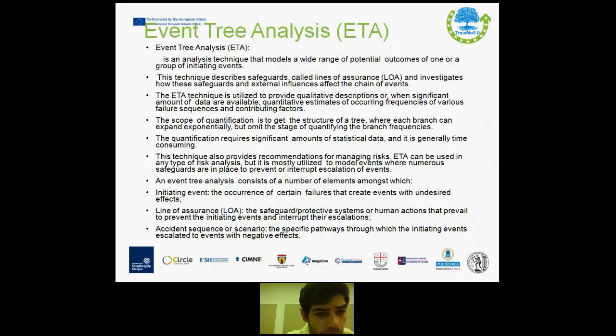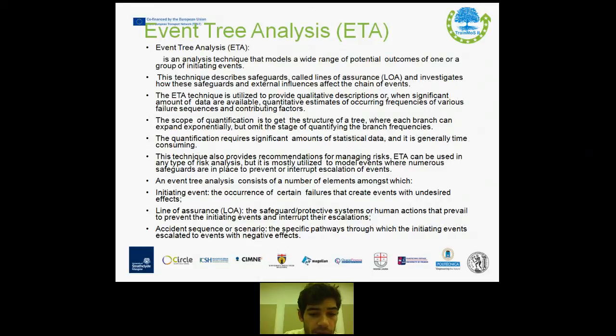While also we have the event tree analysis, the ETA technique, which is an analysis technique that models a wide range of potential outcomes of one or a group of initiating events. This technique describes safeguards called lines of assurance and investigates how these safeguards and external influences affect the chain of events. The ETA technique is utilized to provide qualitative descriptions or, when a significant amount of data is available, quantitative estimates of occurring frequencies of various failure sequences and contributing factors.